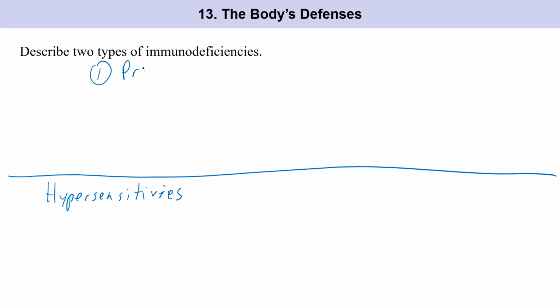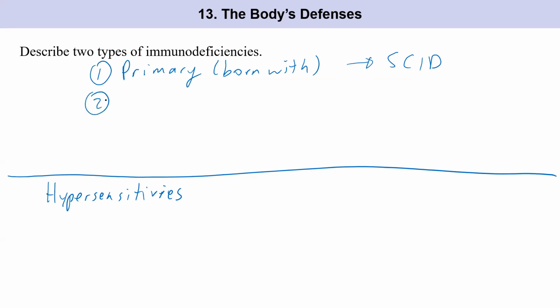So one was primary. This is something that you're born with. And there are many types that don't really usually go detected because of the redundancies in the immune system. But kind of the big one we talked about was the bubble boy syndrome, which is also called SCID, which is, I think, severe combined immunodeficiency.